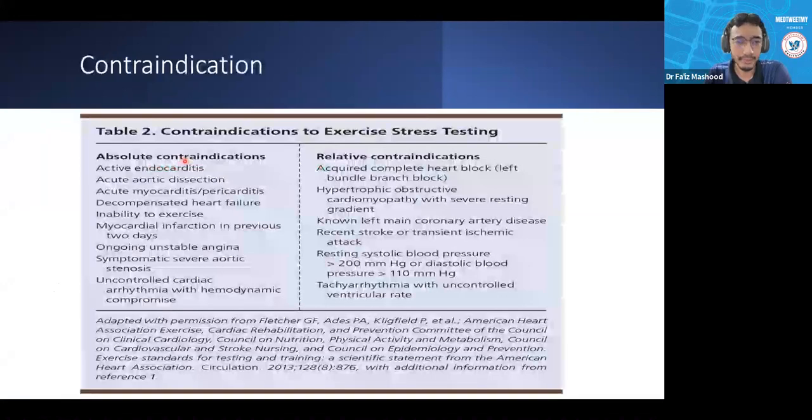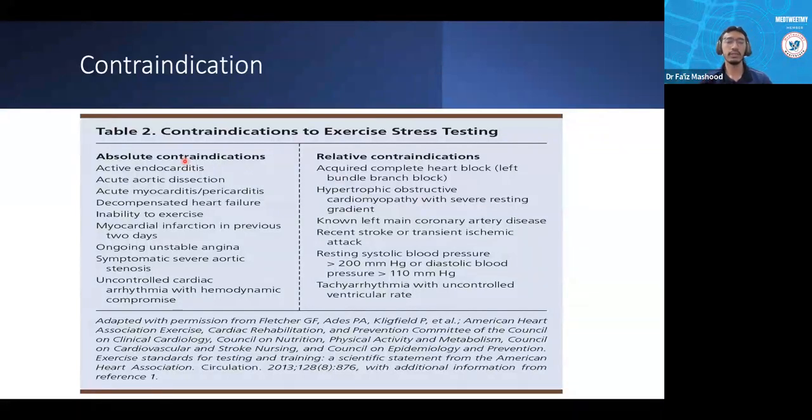So what are the contraindications for EST? You can read the table here. It's quite lengthy. There are absolute and relative contraindications. But I want to make this very clear and easy: anything to do actively with the heart, anything active and ongoing, acute endocarditis, acute pericarditis, acute myocarditis, acute heart failure, acute coronary syndrome, are absolute contraindications to EST. There's no way you're going to do EST in such patients.